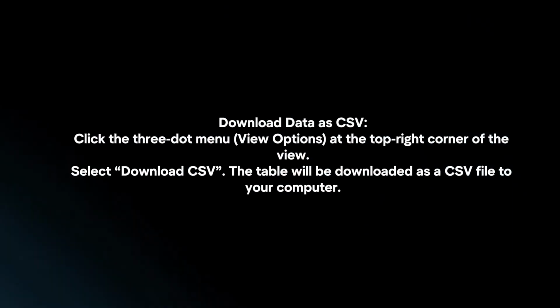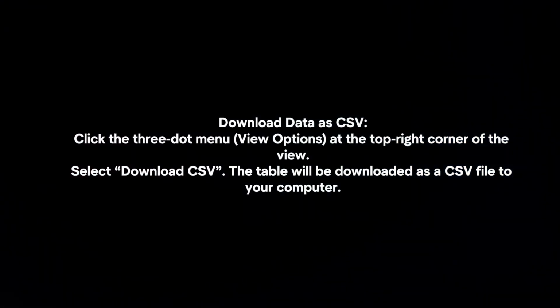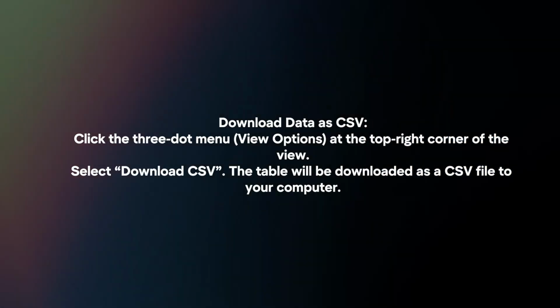Download data as CSV. Click the three-dot menu at the top right corner of the view. Select Download CSV. The table will be downloaded as a CSV file to your computer.